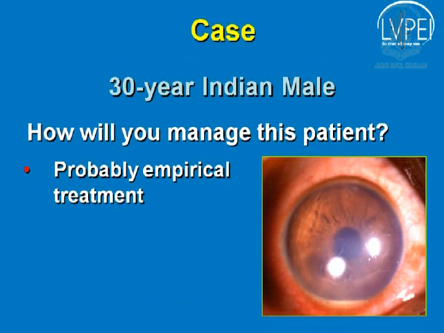So how are you going to manage this patient? As a small peripheral infiltrate, and if you do not have access to microbiology lab, probably the answer is this is a non-severe keratitis having no clinical feature of fungal or acanthamoeba infection, and therefore you can treat probably by empirical way using broad spectrum antibiotic.